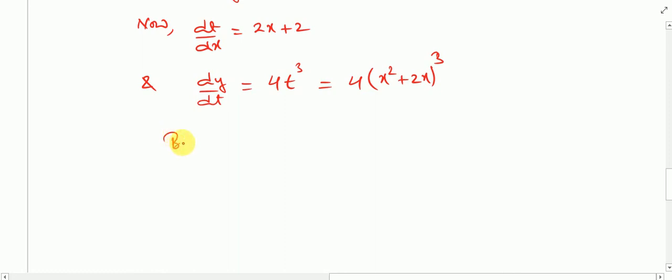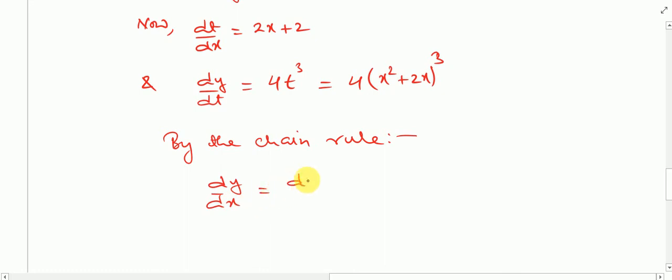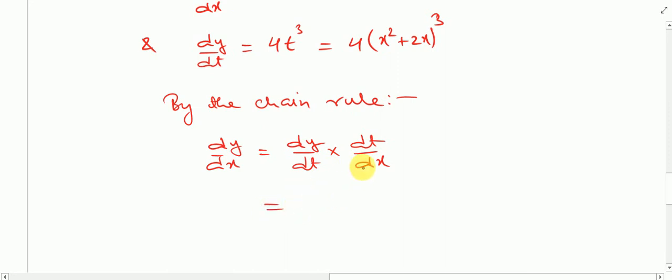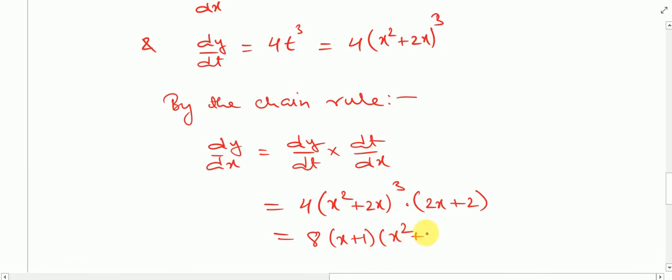So by the chain rule, dy upon dx will be equal to dy upon dt into dt upon dx. So dy upon dt is 4 times this to the power 3, and dt upon dx is 2x plus 2. Here you can see 2 will be common, so that 2 will come out, multiply with 4, so it will become 8, then x plus 1, and here you get this. Okay, so this is the answer.